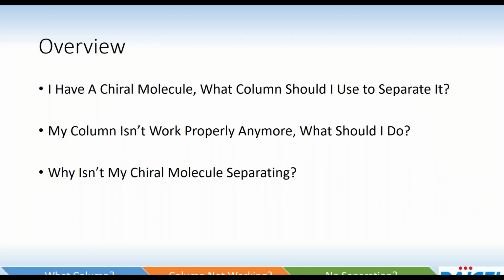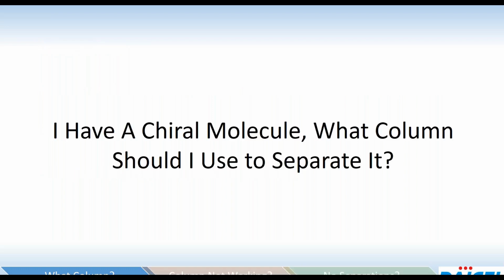There's three main ones that we're going to be touching on today, and they are listed here. The first one is, I have a chiral molecule. What column should I use to separate it? Second, my column isn't working properly anymore. What should I do? And then third, why isn't my chiral molecule separating? So let's dive in and begin to address this first question.